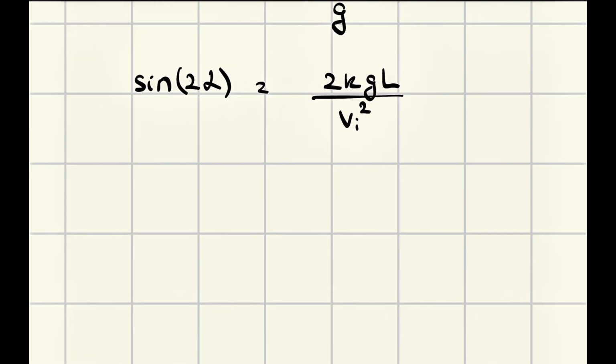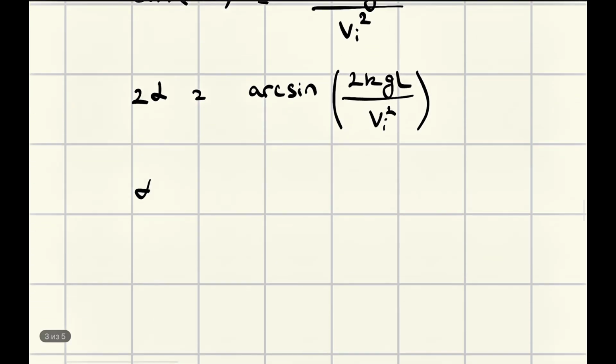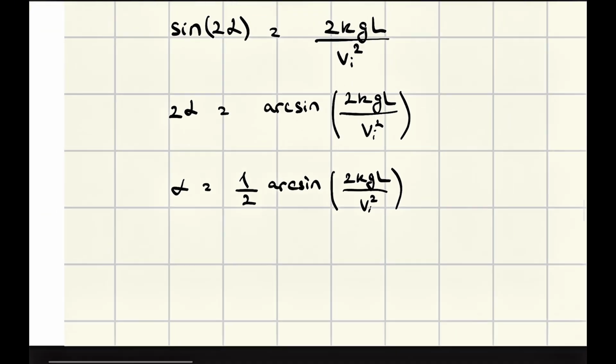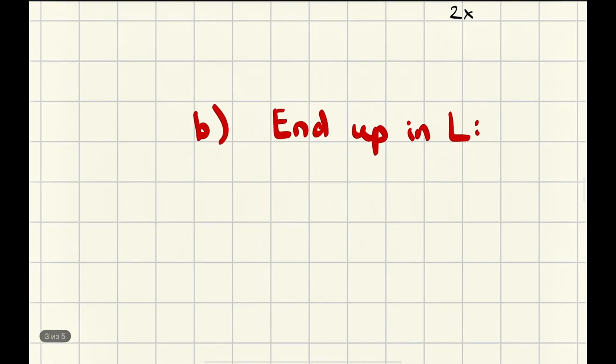And then we need to make it 2 alpha equals arc sine. Let me write it like this, arc sine, and inside we just put 2kgl divided by vi squared. Okay, and our alpha would be just 1 divided by 2, arc sine, and this thing again. Yeah, so that would be our answer. I like it. This would be our answer for this situation. And what else? Let's look at this situation.